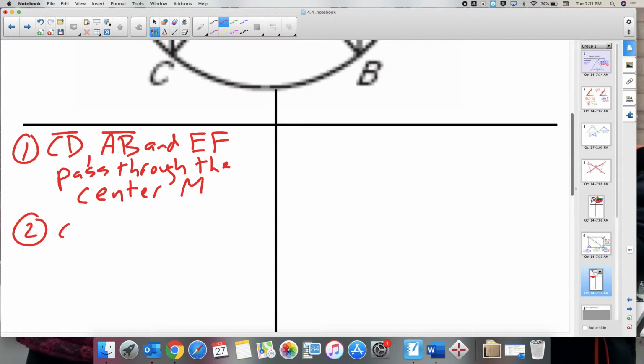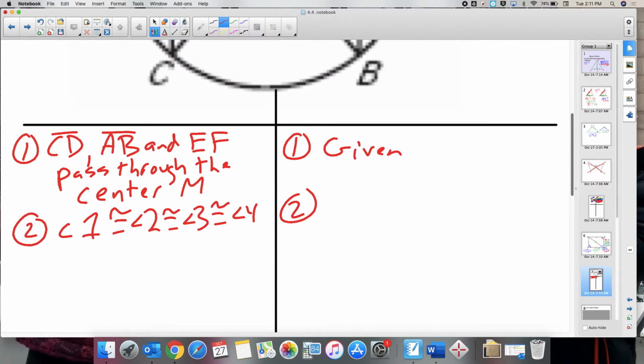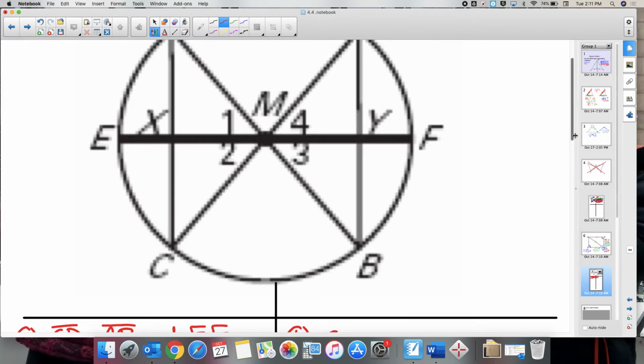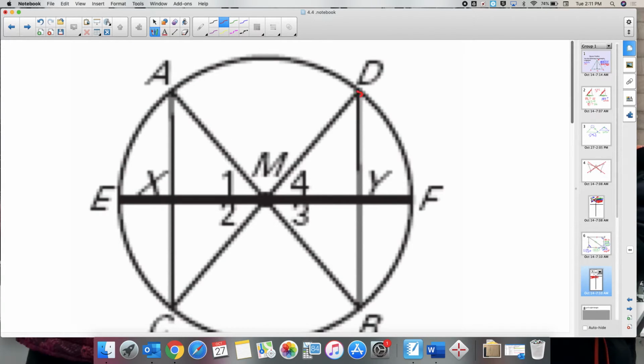Second thing we know is angle 1 is congruent to angle 2, is congruent to angle 3, is congruent to angle 4. So those are all given information. They want us to prove triangle DMY is congruent to triangle BMY. So that's this triangle here.